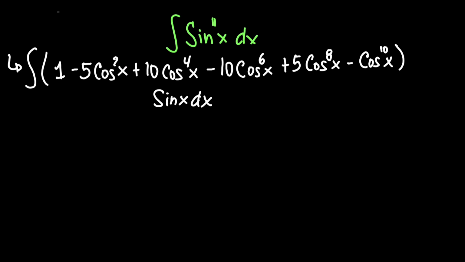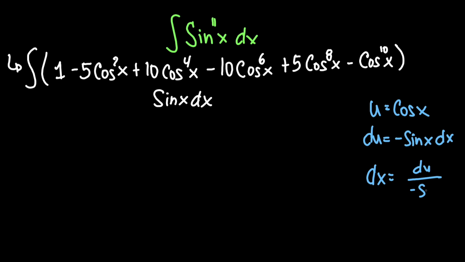Now that we have this one, the next step would be to use u substitution on cosine in here, because it has a lot of cosine. Let u here be cosine of x. Taking the derivative, it would be negative sine of x. And since it is with respect to x, multiply this by dx. Isolate dx, you would have a value of du over negative sine of x.